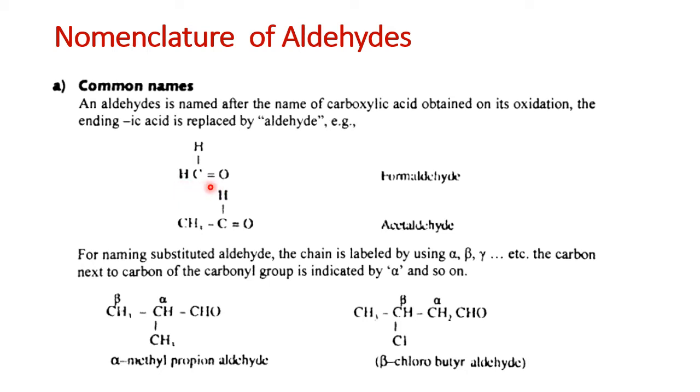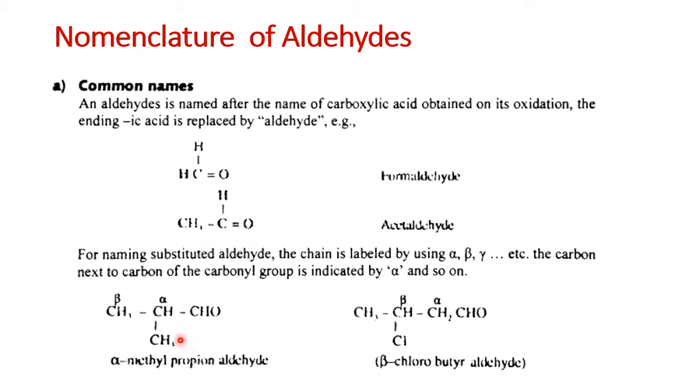Because this formaldehyde is oxidized to make formic acid, the carboxylic acid, we use the word derived from the carboxylic acid, and we use the word aldehyde. This is formaldehyde. This is the next homologue of that. This is CH3, and this is called acetaldehyde.